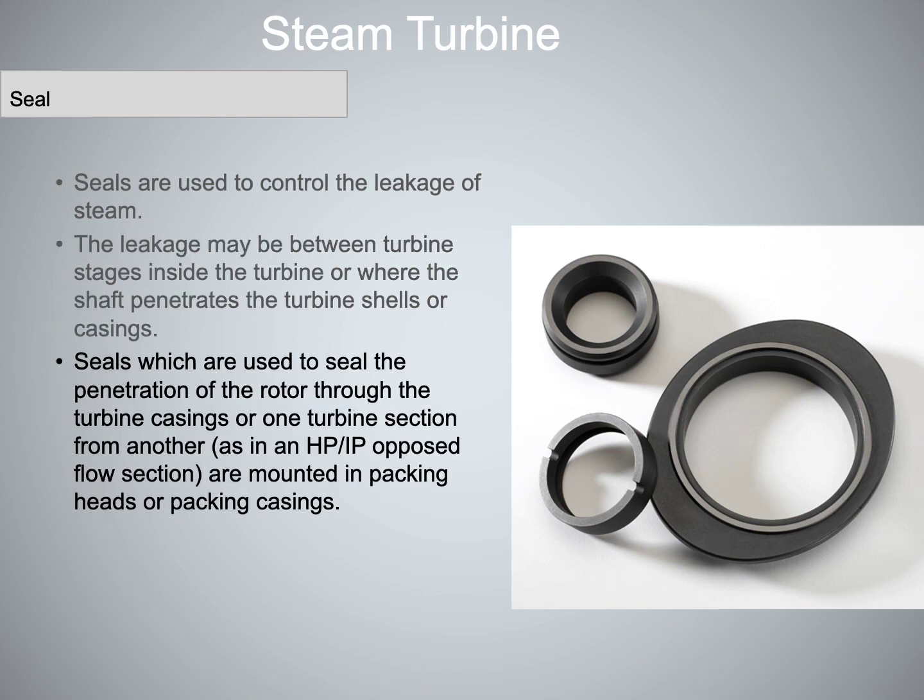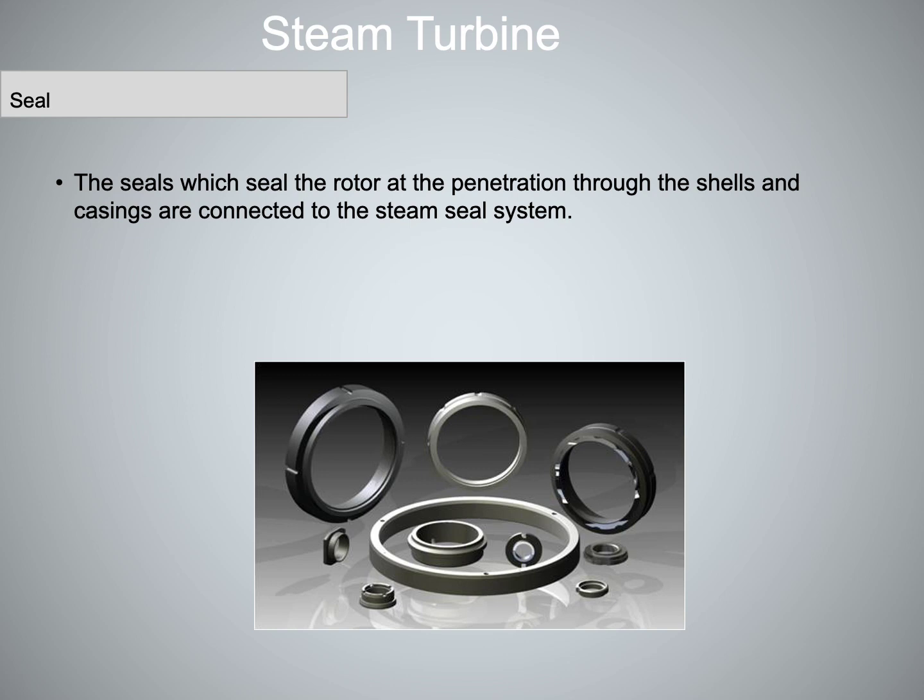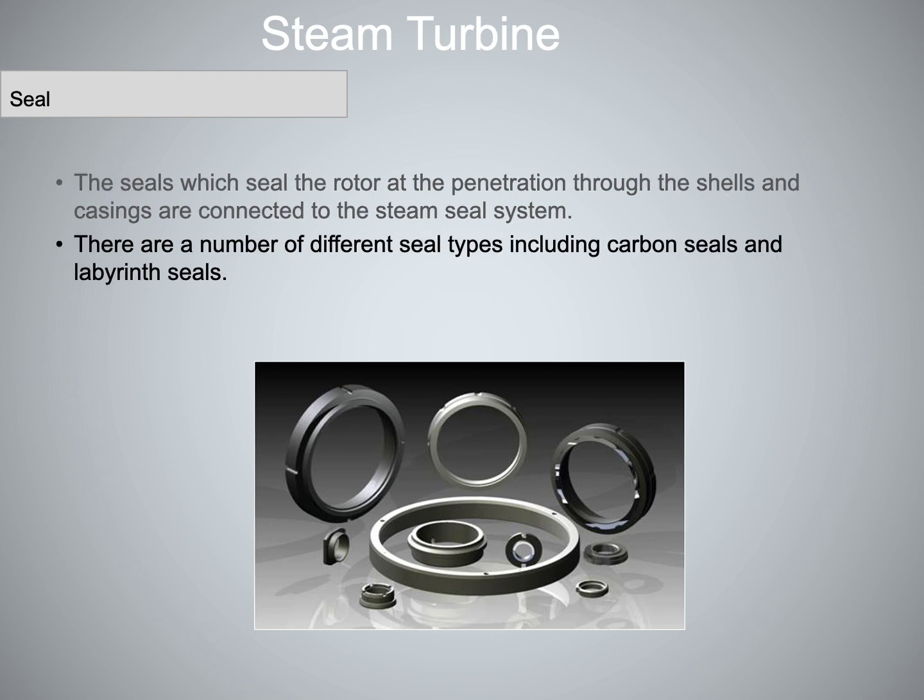Seals, which are used to seal the penetration of the rotor through the turbine casings, or one turbine section from another, as in an HP/IP opposed flow section, are mounted in packing heads, or packing casings. The seals which seal the rotor at the penetration through the shells and casings are connected to the steam seal system. There are a number of different seal types, including carbon seals and labyrinth seals.